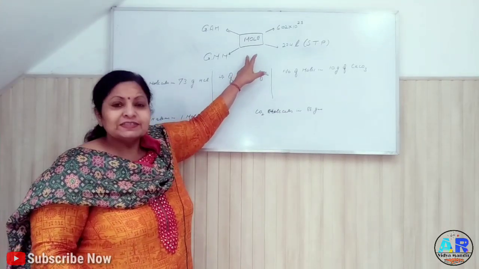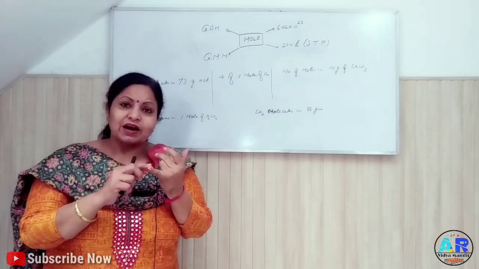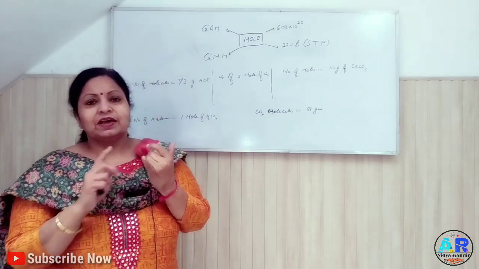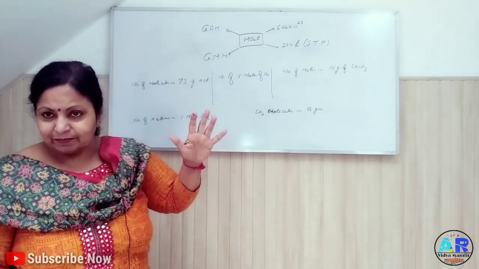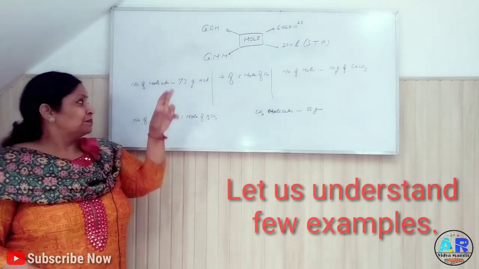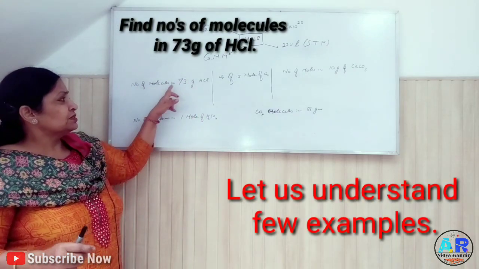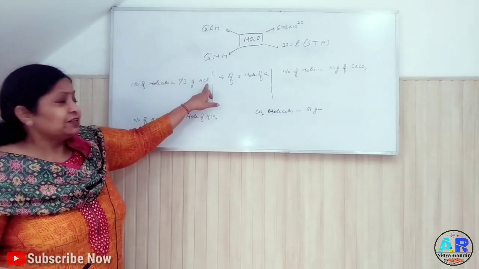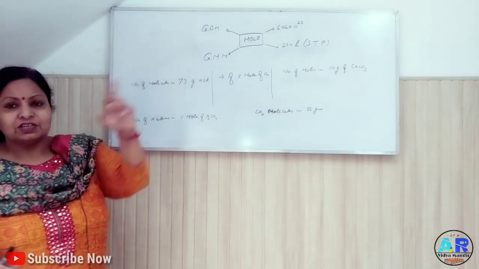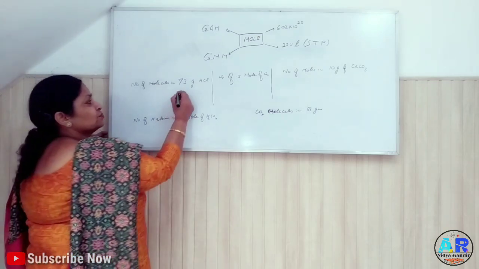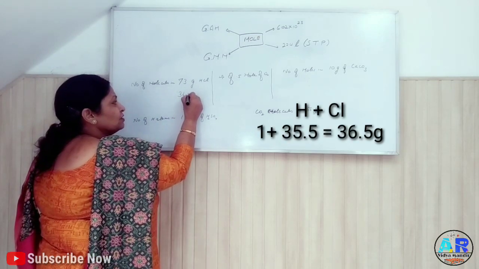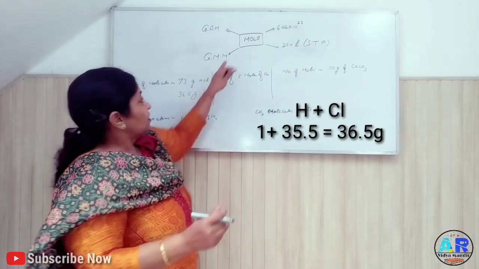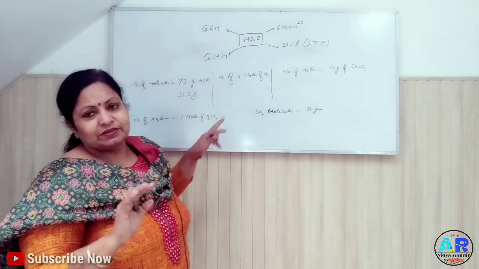The above concept of mole in terms of mass, volume and number can be explained with the help of the following examples. For example, our first example is: find the number of molecules in 73 grams of HCl, hydrochloric acid. When we find its molecular mass, it comes out 36.5, and we will write 36.5. Why? Because we are writing in terms of gram molecular mass.